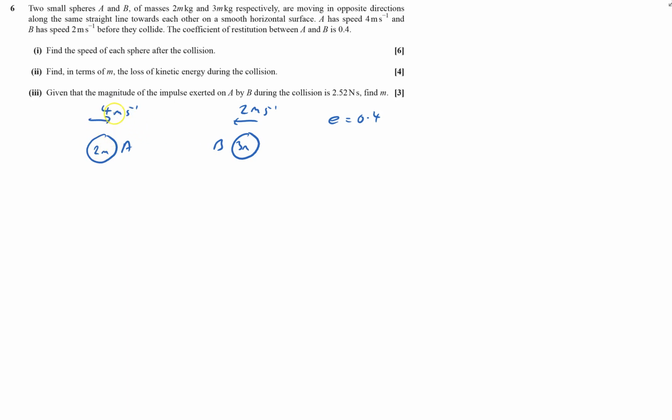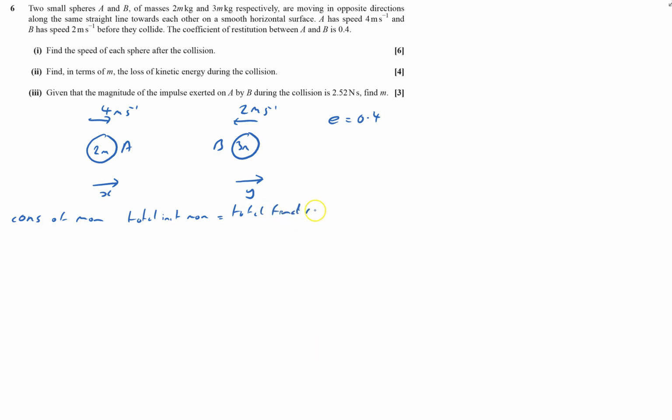Well, this one's got momentum, mass times velocity, of 8m, and this one's got 6m, so eventually this one has more momentum going to the right, so this one must go that way. I'm going to call that one y, and say that this one goes at x. And I just need to apply a few things. Definitely going to apply conservation of momentum: total initial momentum equals total final momentum.